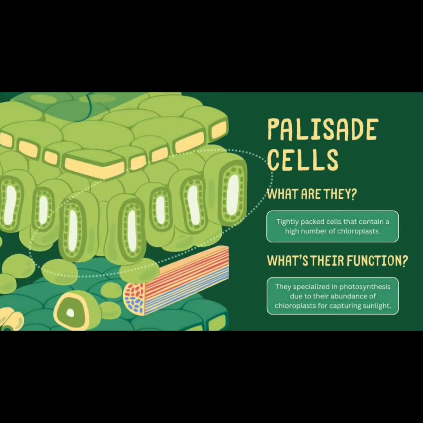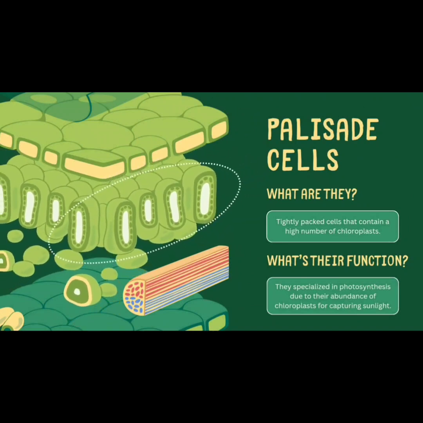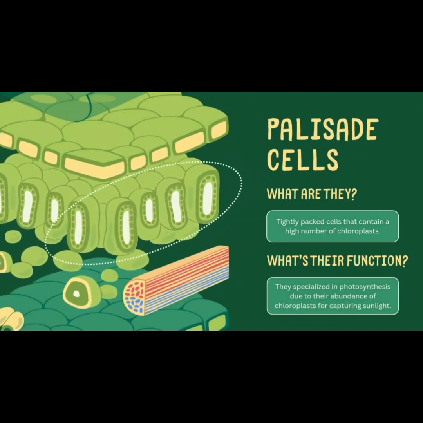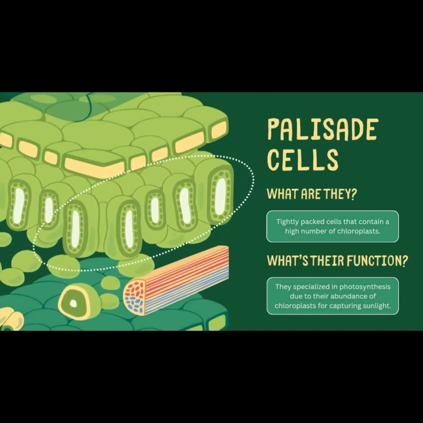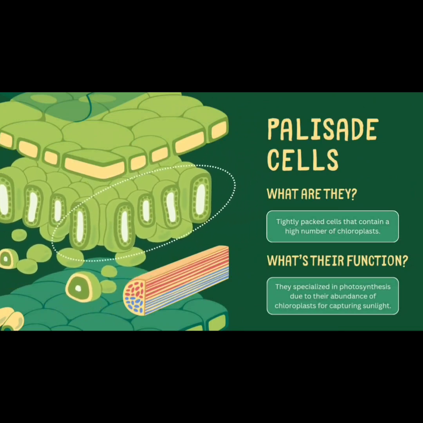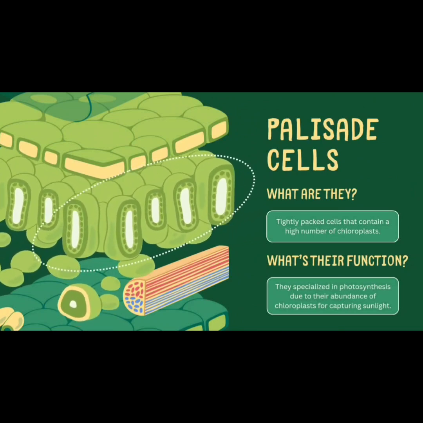Palisade cells. What are they? They are tightly packed cells that contain a high number of chloroplasts. What's their function? They are specialized in photosynthesis due to their abundance of chloroplasts for capturing sunlight.